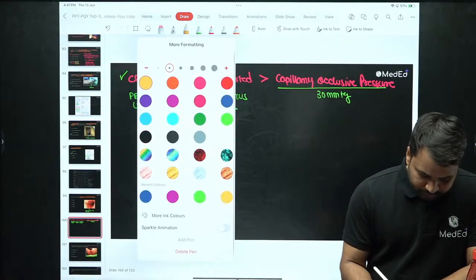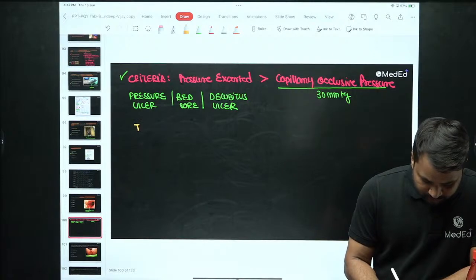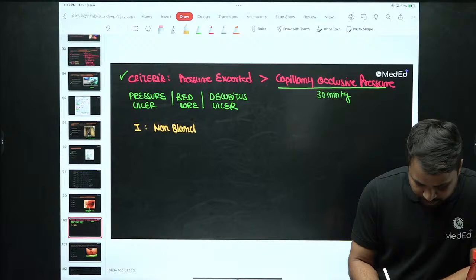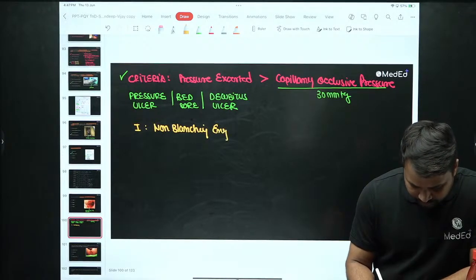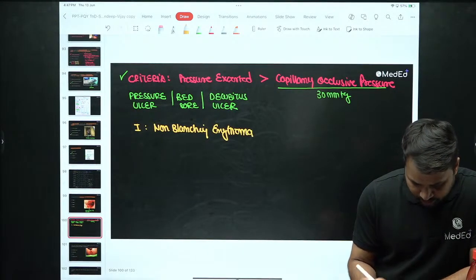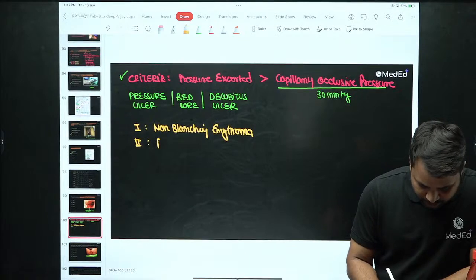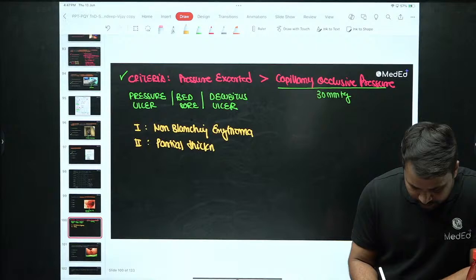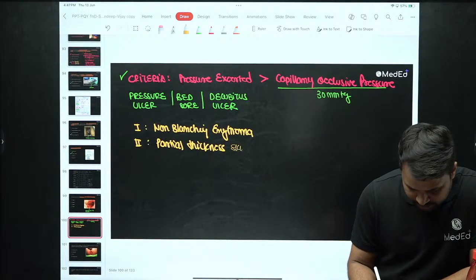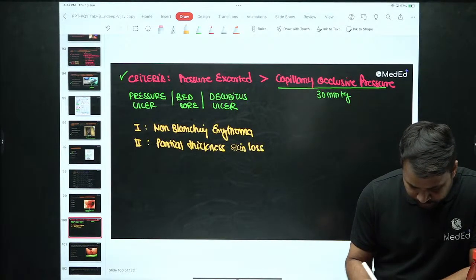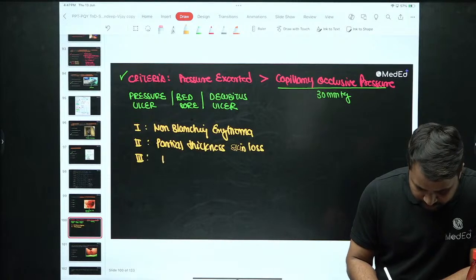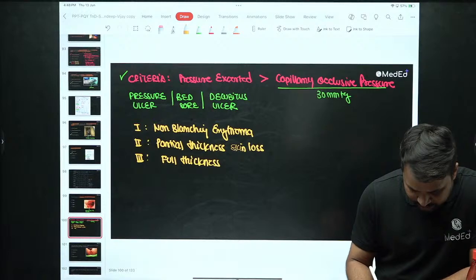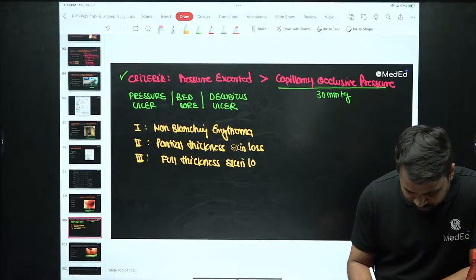Now, in grade 1, there is presence of non-blanching erythema. This is grade 1. If I say grade 2, there is partial thickness skin loss. In grade 3, there is full thickness skin loss.